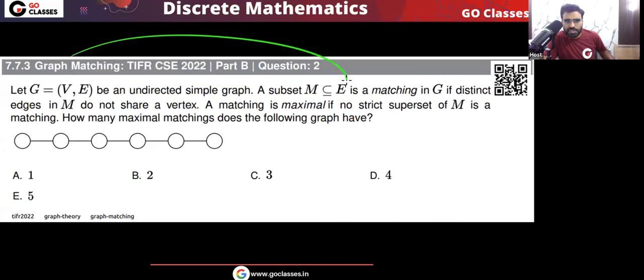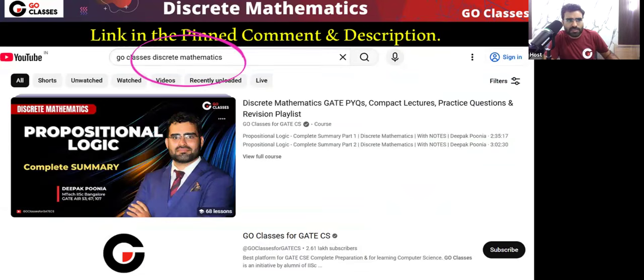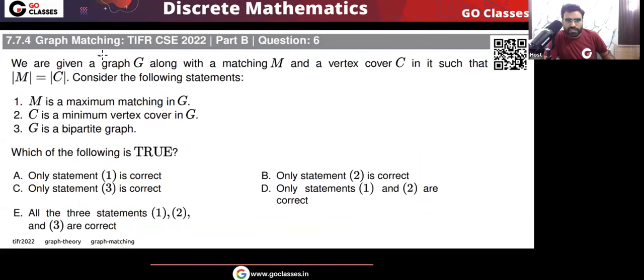This TIFR 2022 question, which asks you to count the number of maximal matchings in this path graph on 6 vertices, we have already done in the previous part. The link you can find in the description and also in the pinned comment, or you can search Discrete Mathematics Go classes on YouTube, and in this playlist you can find part 2 and part 1. Also, the question based on the relationship between matching and vertex cover, we have also done in part 2.